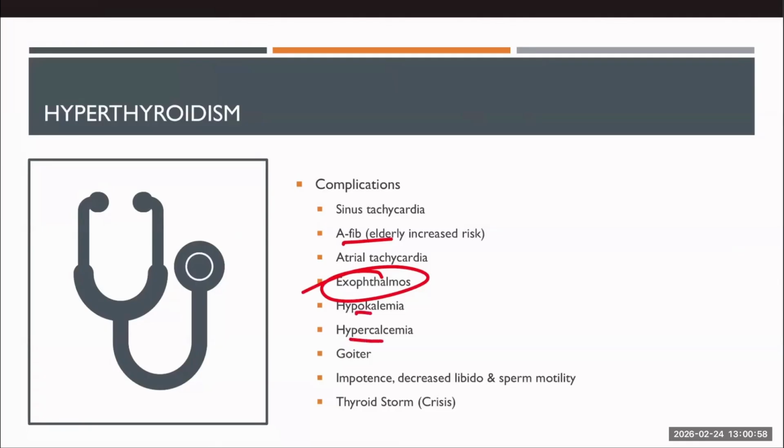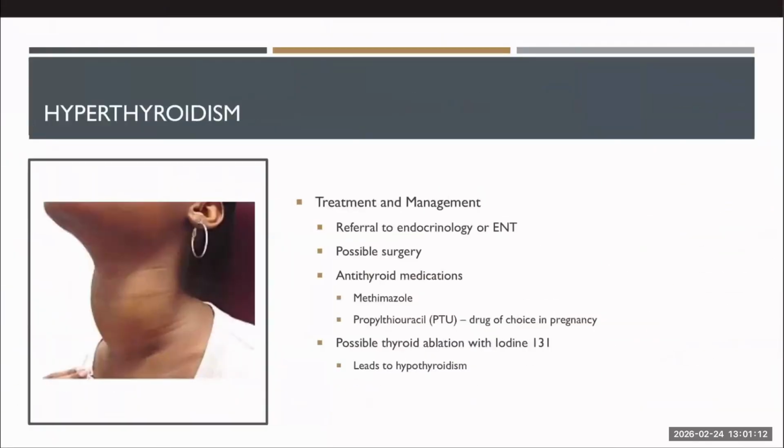Hypokalemia, hypercalcemia are here. Goiter, maybe here as well. Some fertility issues. And the last thing is the bad one, this thyroid storm or thyroid crisis we'll talk about in a second.